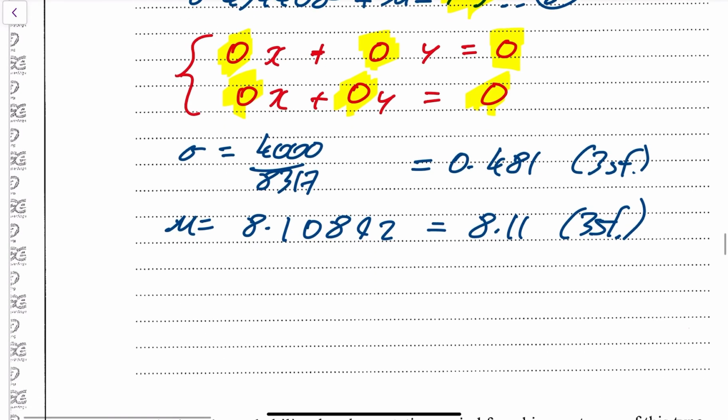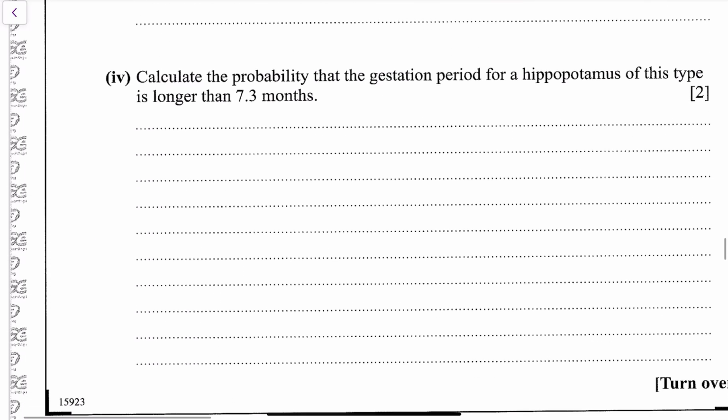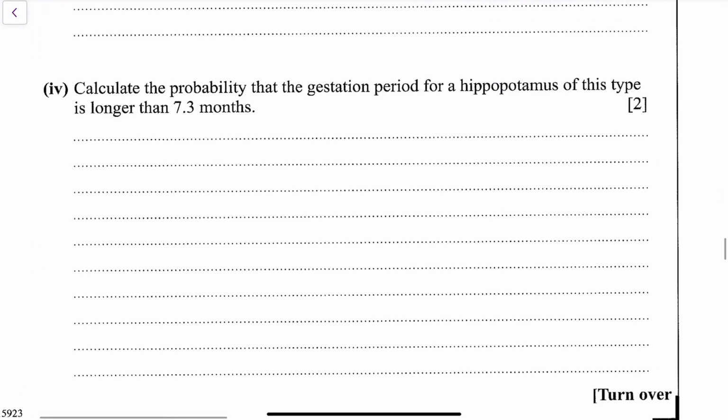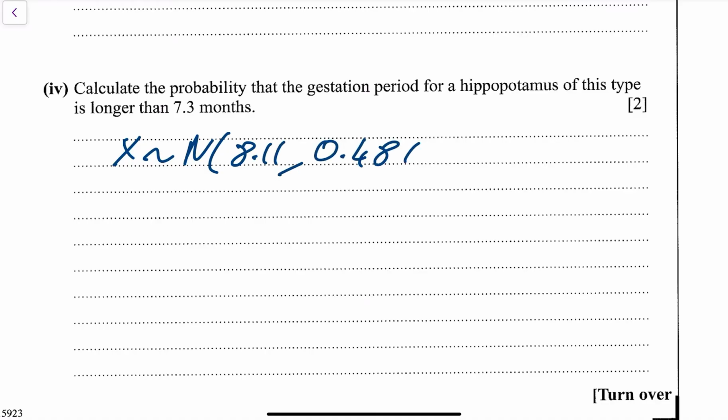Lovely. Next one says, calculate the probability that the gestation period for a hippopotamus of this type is longer than 7.3 months. Okay, first of all, let's set it up normal. We now know the mu was 8.11. The standard deviation was 0.481. So the variance is 0.481 squared. What we want to find is the probability that x is greater than 7.3.